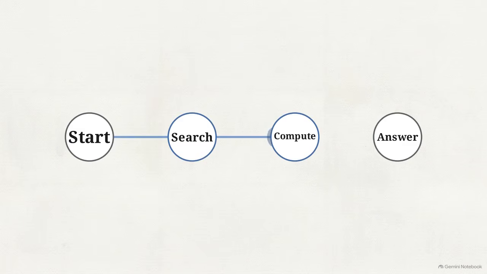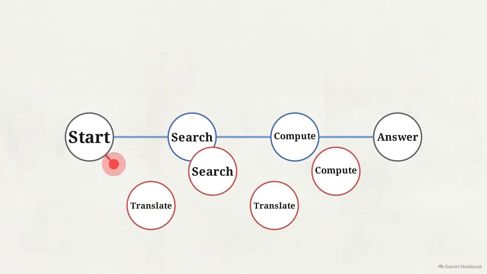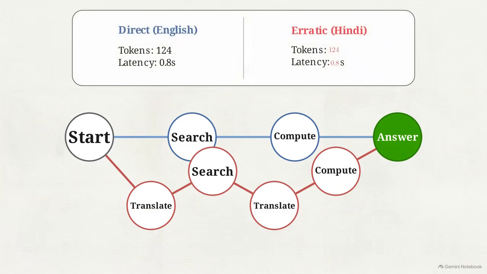This network map shows internal execution pathways. The English prompt triggers a direct, efficient sequence: search, compute, answer. The Hindi prompt sets off an erratic loop: translate, search, translate again, compute, and finally answer. Both paths return a passing grade at the final node, but that looping Hindi pathway burns 3 times the tokens and triples your execution latency.